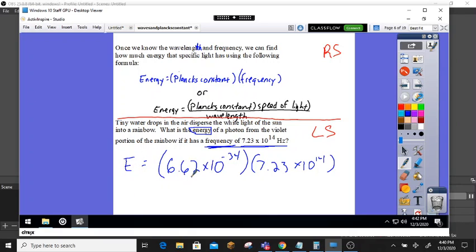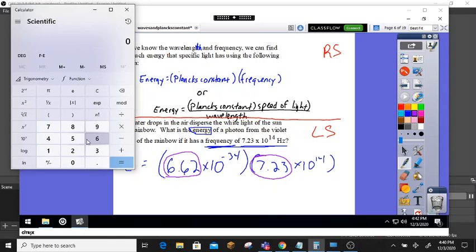Now, how do I solve this? Well, it's no big deal, right? What color should we use? Purple. This right here and this right here, I'm going to multiply those because this whole thing is telling me to multiply it by this, right? 6.62 times 7.23. That gives 47.8.